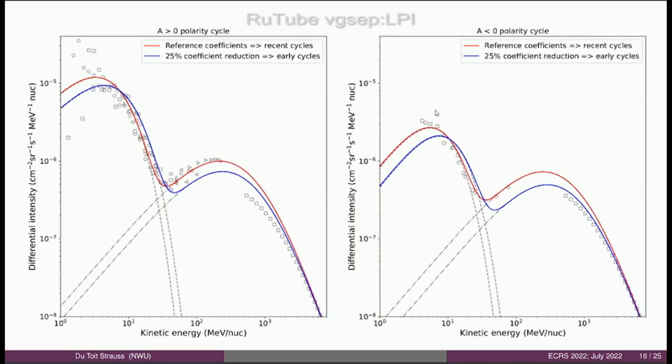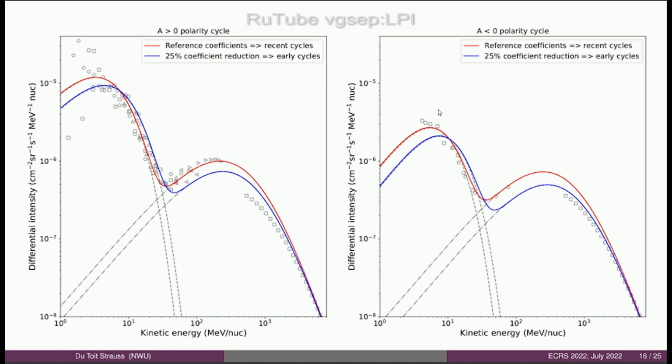So this is again still work in progress. What we find is for the reference solution, this is the curve I showed just now, we get this red curve, which, at least for us, seems appropriate for these quiet recent solar cycles. If you want to model the earlier cycles, you need to reduce your diffusion coefficient. So you need to implicitly assume less turbulence. You can also couple that reduction to observations of the turbulence.